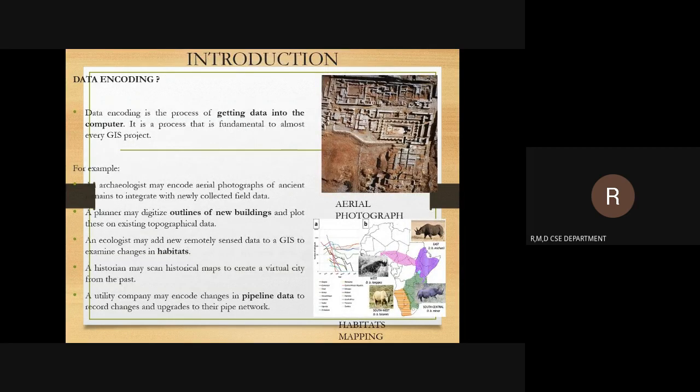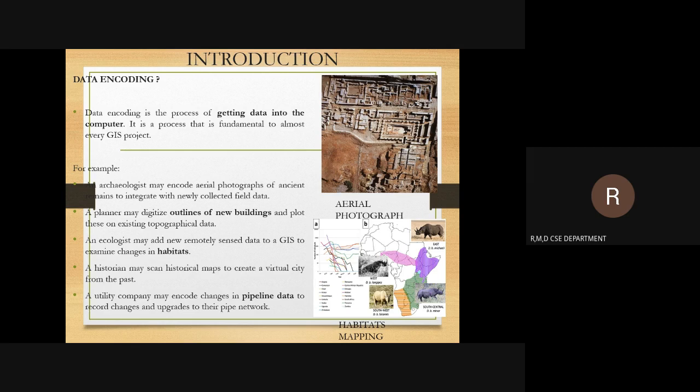How do you do data encoding? Data encoding is getting the data into the computer. It is a process that is fundamental to almost every GIS. For example, an archaeologist may encode aerial photographs of ancient domains to integrate with newly collected field data. That is also one form of data encoding.